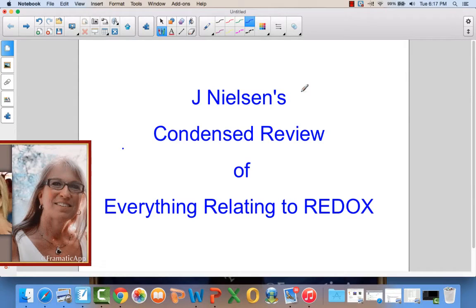Okay, so this is going to be a condensed review of everything relating to redox. I'm going to go through this at lightning speed and then probably go over a couple more things in a little bit more detail in tomorrow's class. But if you know the basics of this, you should be okay to get through any redox questions.